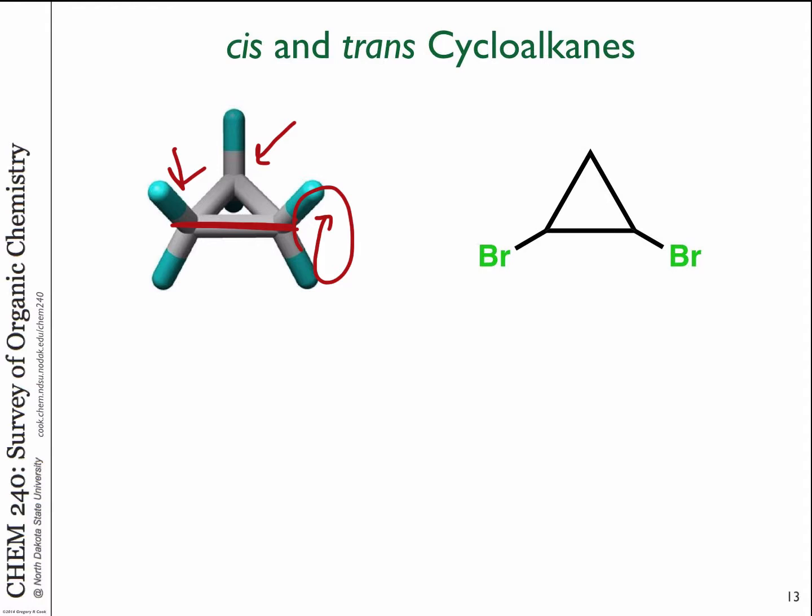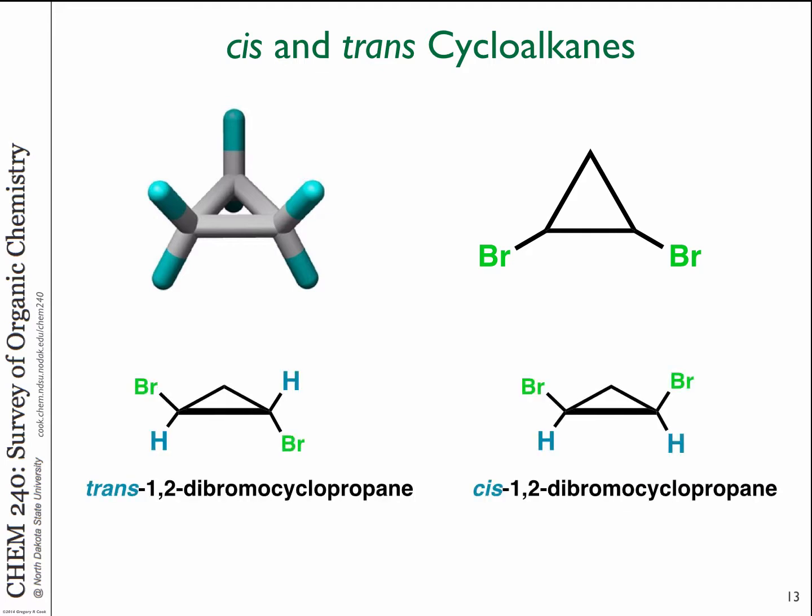So when you have a ring structure, you're actually fixed and restricted. And so there are differences when you have groups attached on the same side of that ring versus on opposite sides of that ring. So what I've shown here in this dibromo cyclopropane structure, I didn't really indicate any indication about the three-dimensional positions of those bromines. Okay, well those bromines could be attached on the same side of the ring or on opposite sides of the ring. Okay, and that leads to different isomers.